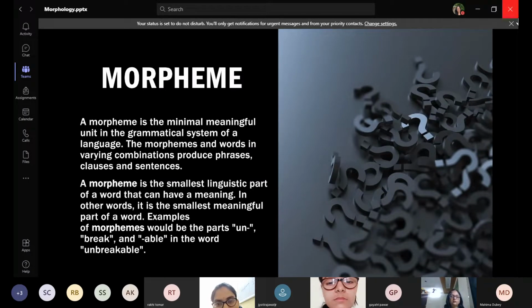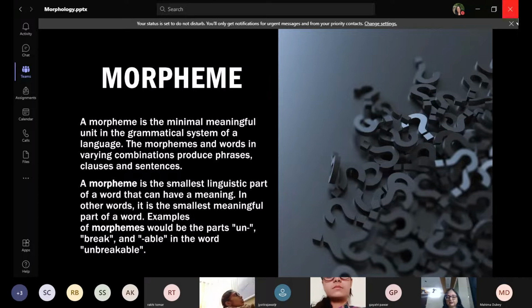The morphemes and the words in varying combination produce phrases. Black cat. Man in black, the essay that you study. So that is a phrase. Okay, so these words or morphemes, they combine together, they form phrases. Then these phrases may combine to form sentence clauses, sentences.